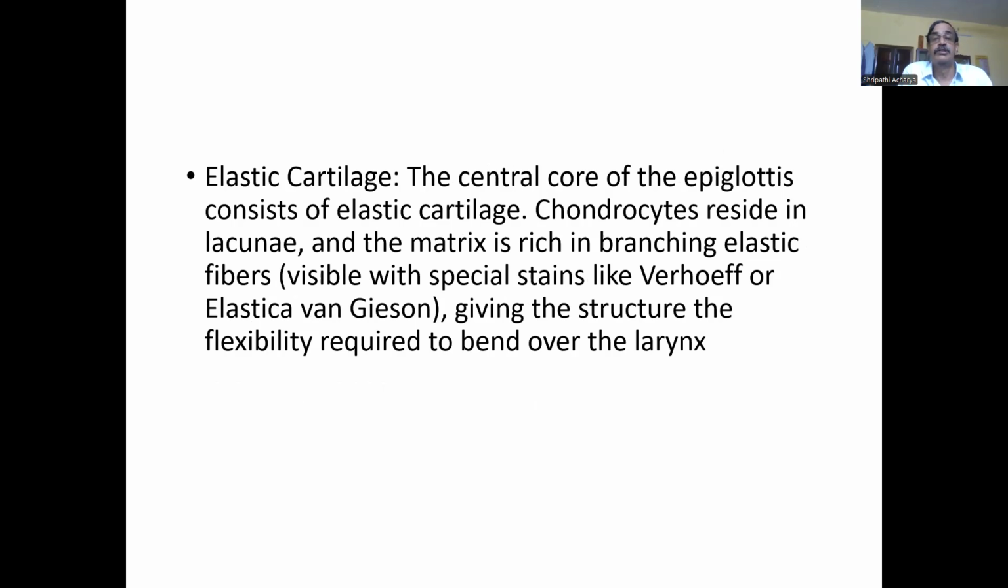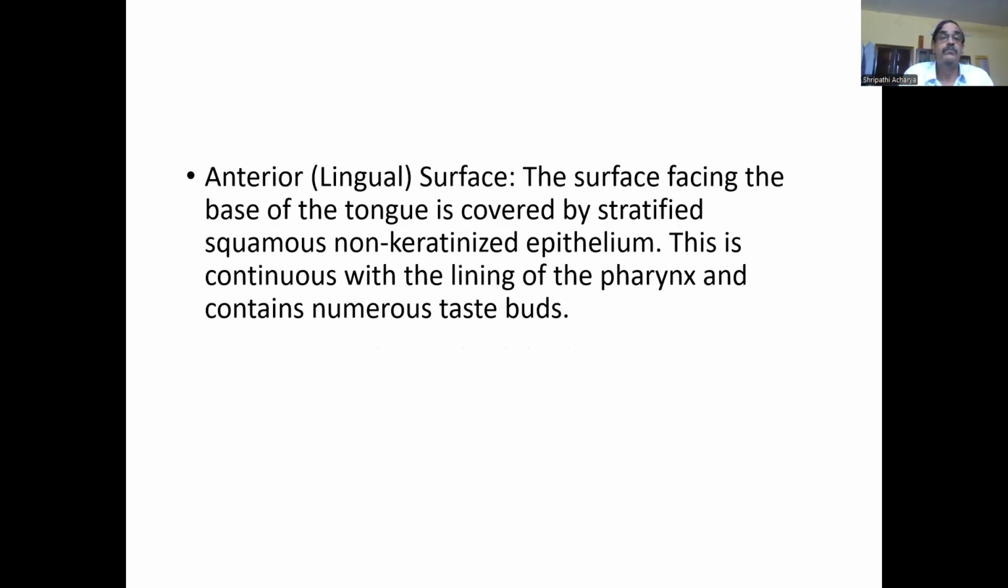Elastic cartilage. The central core of the epiglottis consists of elastic cartilage. Chondrocytes reside in lacunae, and the matrix is rich in branching elastic fibers, visible with special stains like Weigert's or Elastica van Gieson, giving the structure the flexibility required to bend over the larynx.